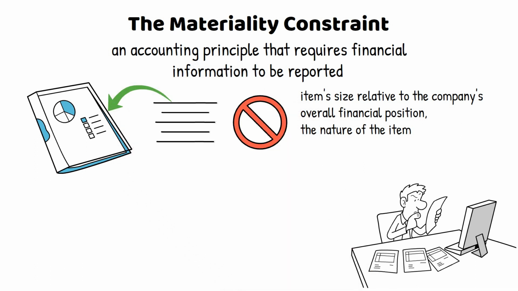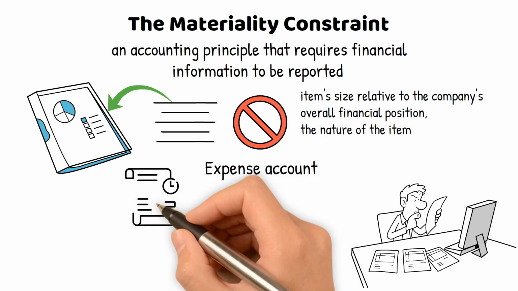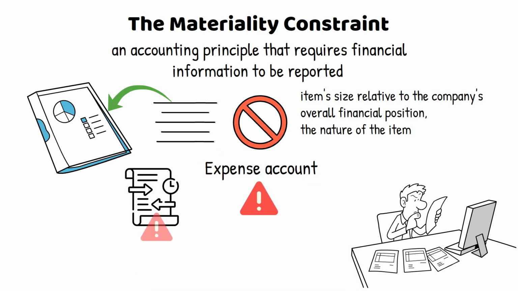For example, a small error in an expense account may not be material if it has no significant impact on the financial statements. On the other hand, a significant loss or gain in a single transaction may be material and require disclosure in the financial statements, even if it is not typical for the company.